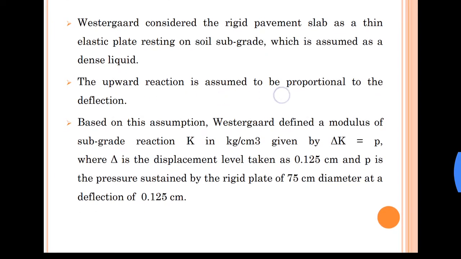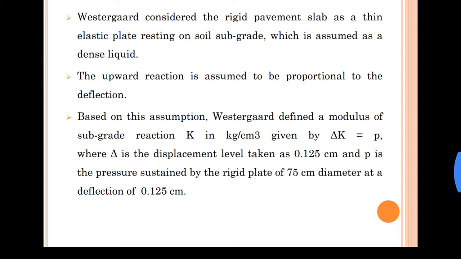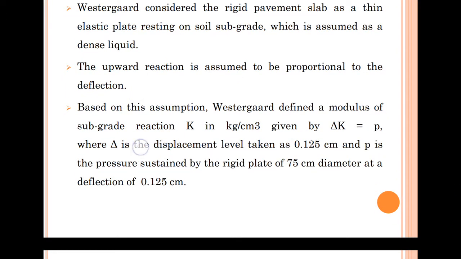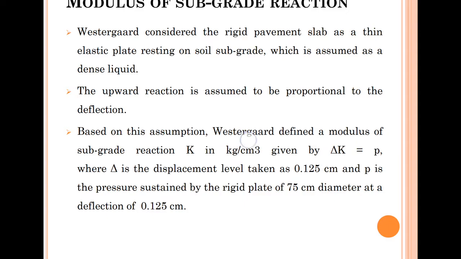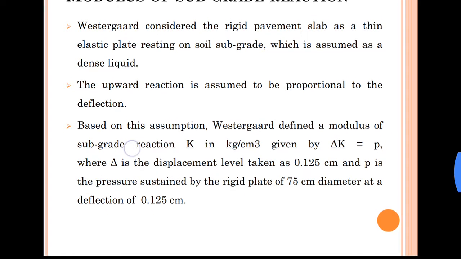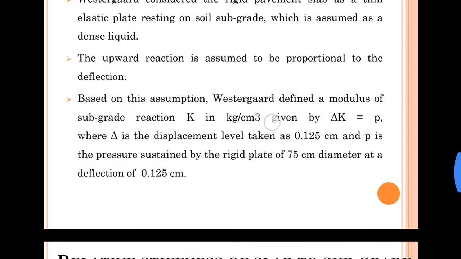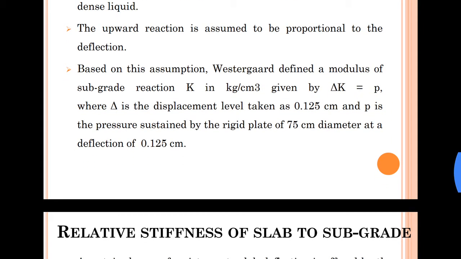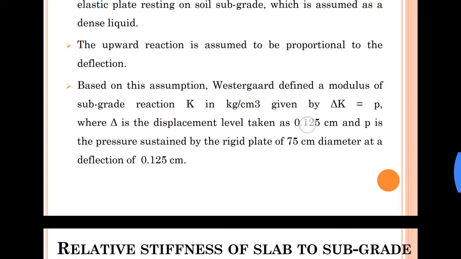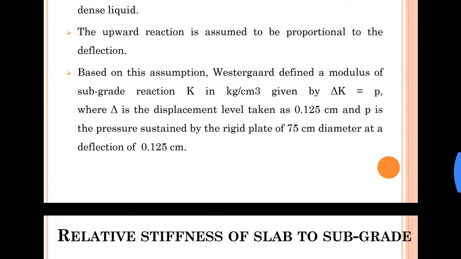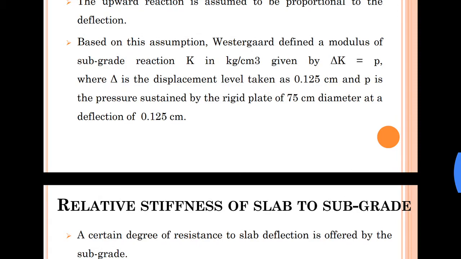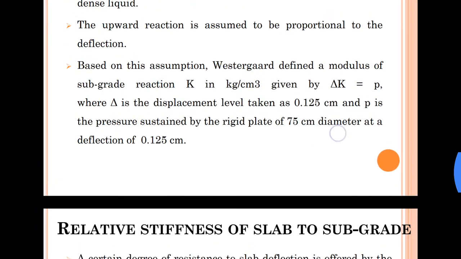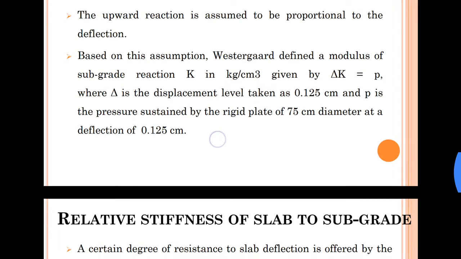The upward reaction is assumed to be proportional to the deflection. So the reaction would be more as the deflection is more. Based on this assumption, Westergaard defined a modulus of subgrade reaction capital K in kg per centimeter cube, given by delta K equal to P, where delta is the displacement level taken at 0.125 centimeters and P is the pressure sustained by the rigid plate of 75 centimeter diameter. This is the standard plate, of 75 centimeter diameter at a deflection of 0.125 centimeters.